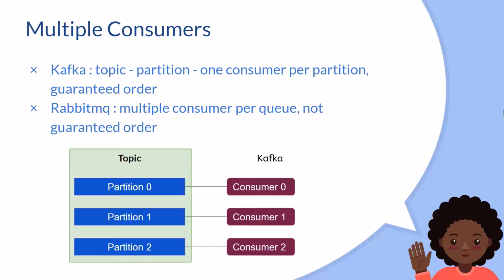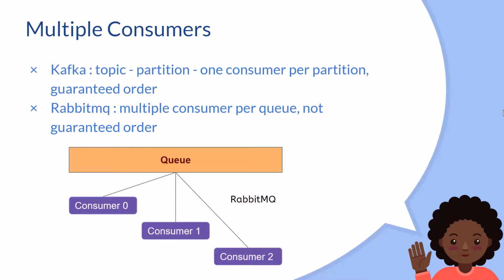In RabbitMQ, one queue can have multiple consumers. This might be useful if we have fast producers and slow consumers. However, there is also a drawback to the RabbitMQ approach. Multiple consumers might cause a pattern called competing consumers, where messages in queues might not be processed in order.